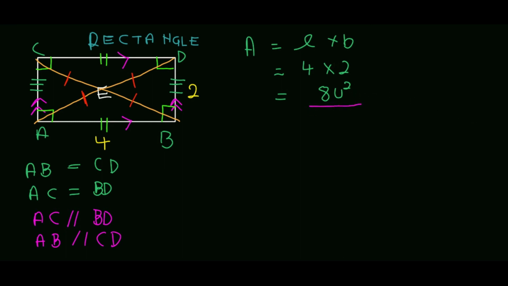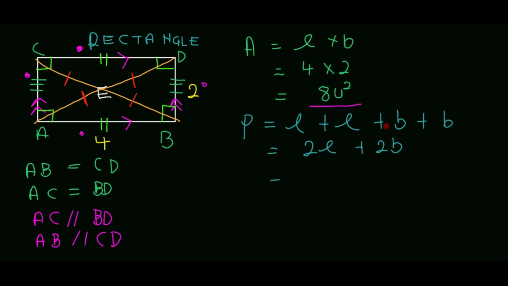And now, what about the perimeter? Remember the perimeter is the distance around this shape. So we add this one plus this one plus this one plus this one. I can say perimeter equals length plus length plus breadth plus breadth. So this is 2l plus 2b, because l plus l is 2l and b plus b is 2b. From there I can take 2 as a common factor, so I have l plus b. So P equals 2 times (l plus b).